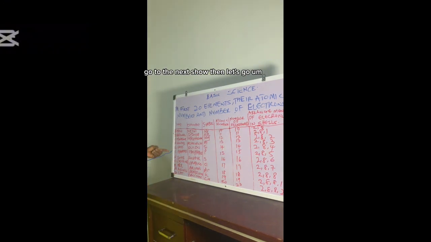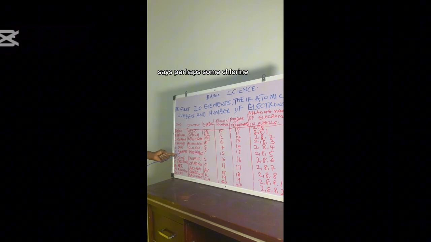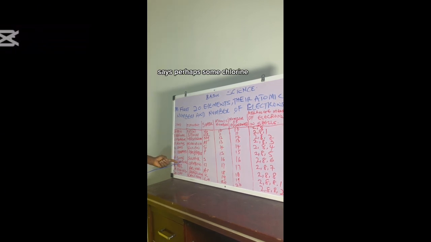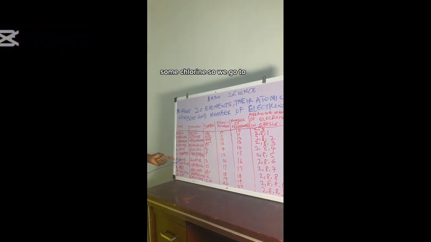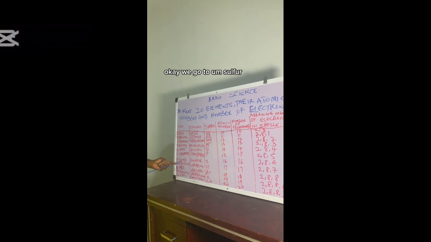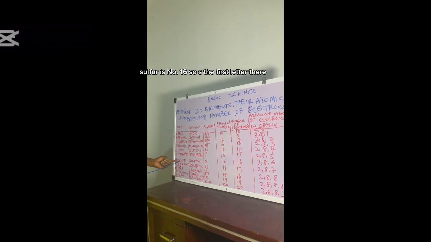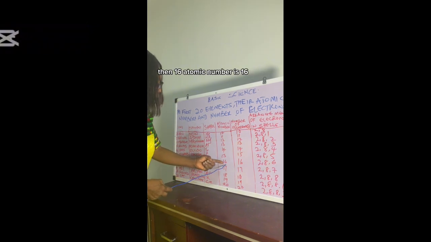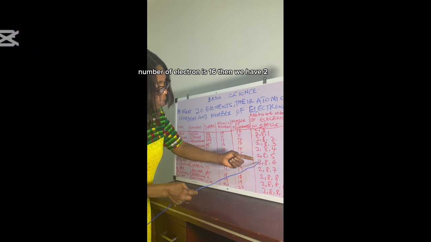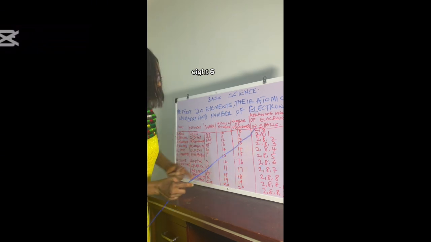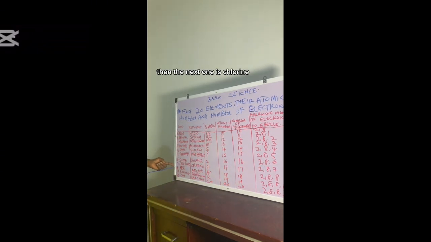Then let's go to the next element. Our song says "perhaps some chlorine." So we go to sulfur. Sulfur is number 16. So S, the first letter there, then 16. Atomic number is 16. Number of electrons is 16. Then we have 2, 8, 6.